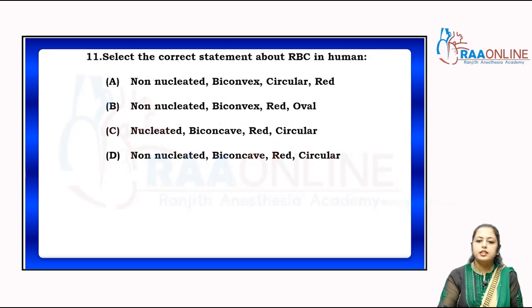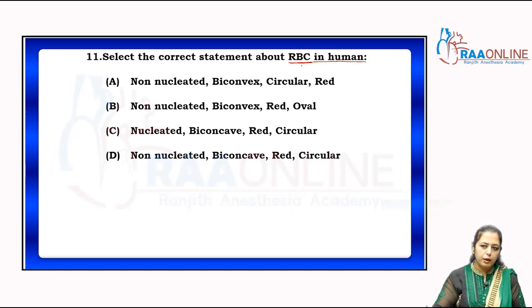Come to the next: select the correct statement about the RBCs in humans. When you hear that word, all the information about RBCs should strike your mind. RBCs are the most abundant blood cells in your body, 5 to 5.5 million per cubic mm of blood. They carry the oxygen-carrying respiratory pigment, hemoglobin. Their lifespan is 120 days. In humans they are circular, biconcave and non-nucleated. Clear?